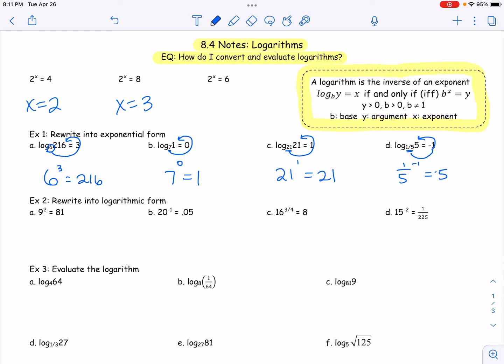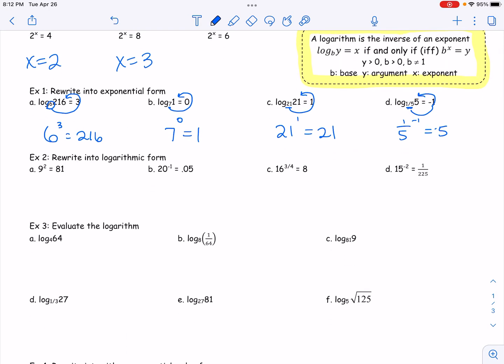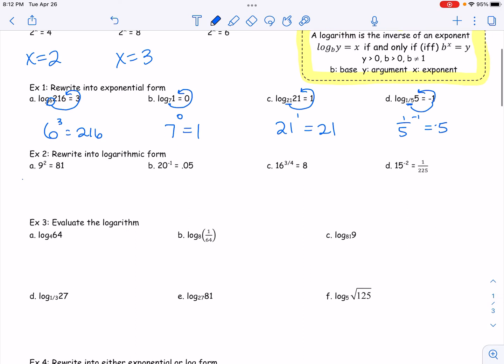Okay, so now that we've written the log form into exponential form, let's do the other way around. Let's go from exponential form into log form. So remember, base is the same. So this is going to be log base 9. And then now I just switch the other two numbers. 81 equals 2. Log base 9 of 81 is equal to 2.